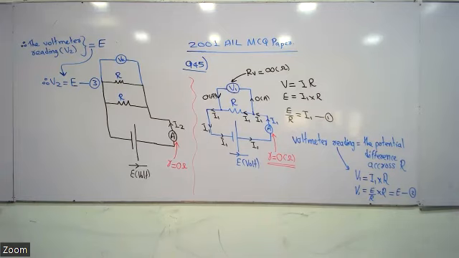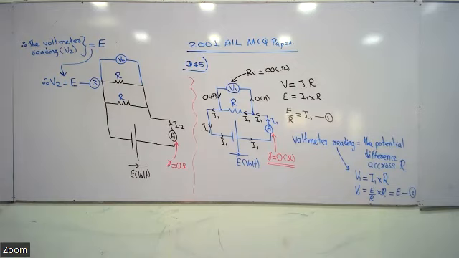Next star point. The above two capital R resistors are connected in parallel. You align and write the equation.